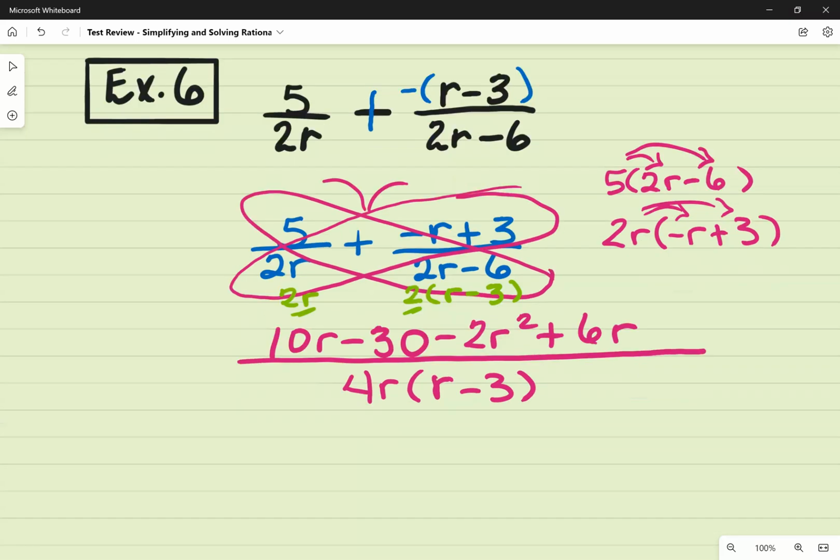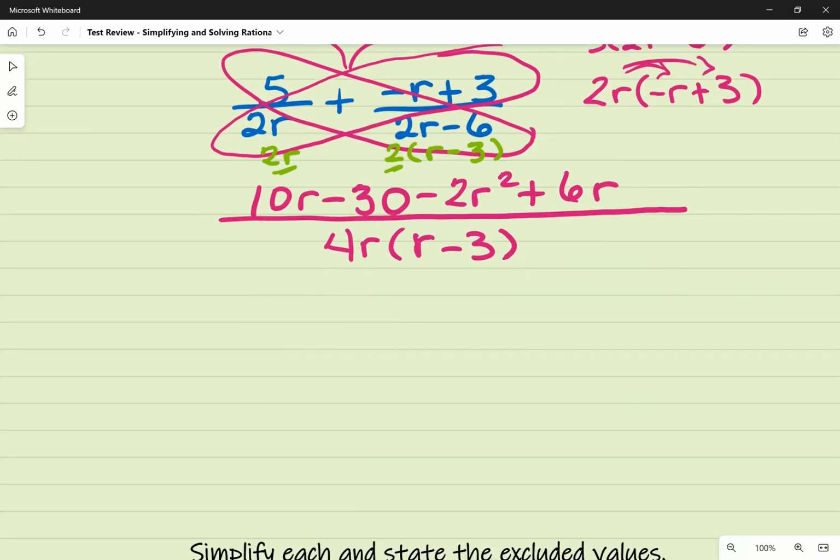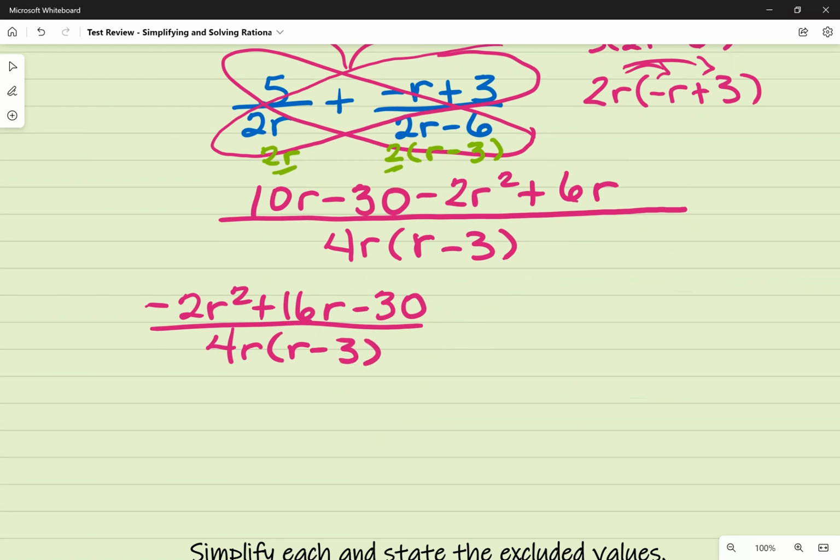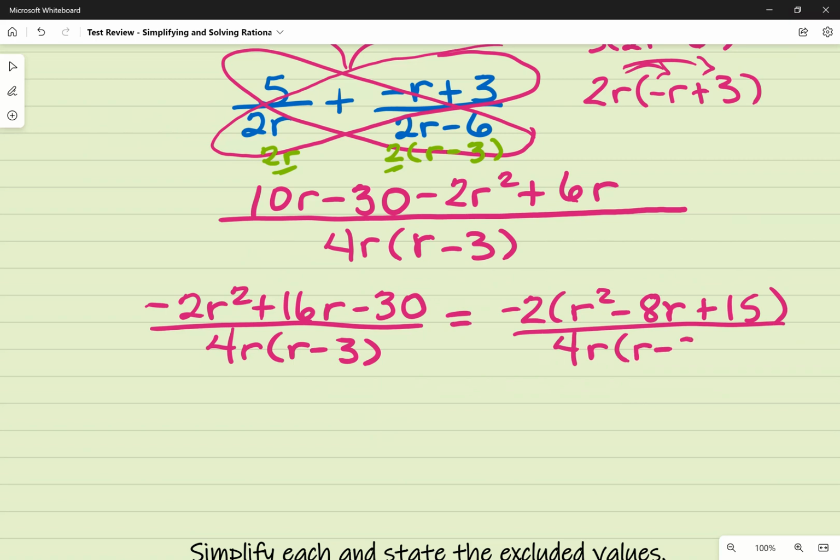I want to go back to the numerator, rewrite it in standard form, and then combine like terms. So I have negative 2r squared. I have a 10r and a 6r, so that's 16r minus 30 all over 4r times the quantity of r minus 3. I see on the top, I can take out a negative 2 as my GCF, and I'm left with r squared minus 8r. Pay attention to the signs. They will change once you take out a negative sign, and then plus 15. All of that is over 4r times the quantity of r minus 3.